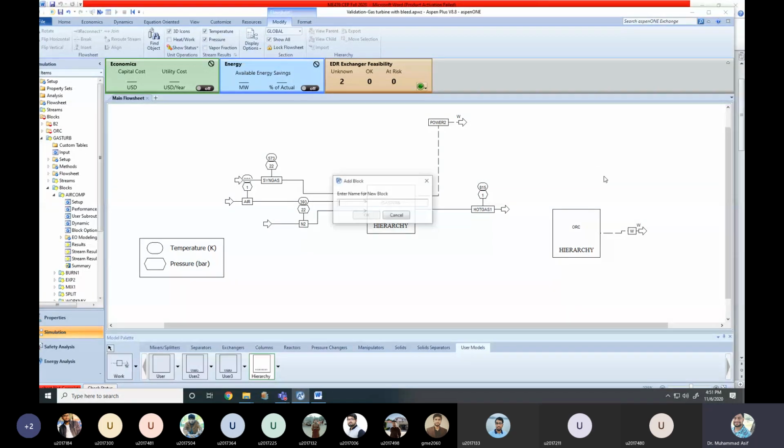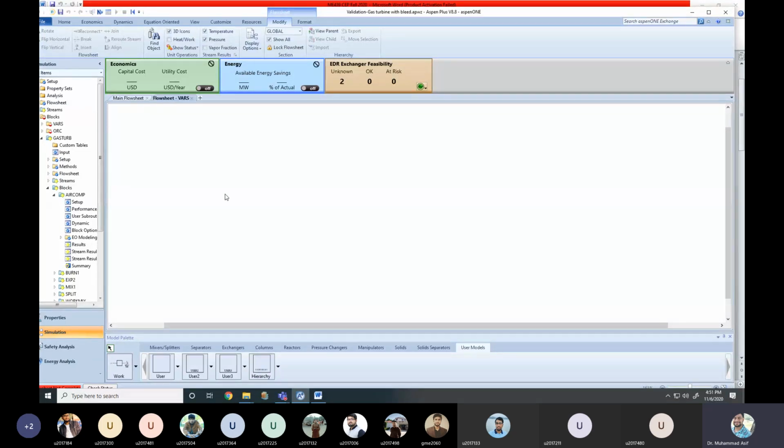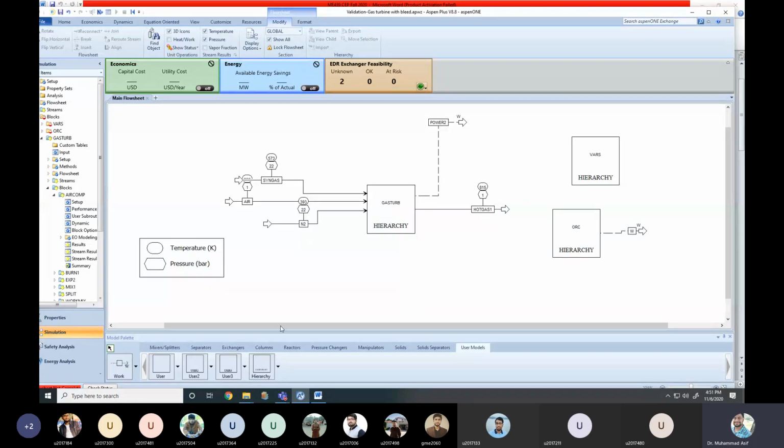So let's say another one. This will be the vapor absorption refrigeration system, VARS. In the vapor absorption refrigeration system, there will be the absorber, condenser, evaporator. And then the third one, you need a solar heating system. So again, you need a third model. That's, let's say, solar.